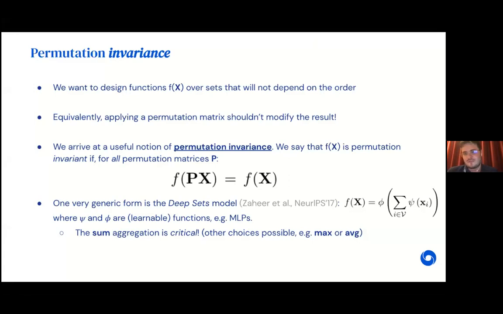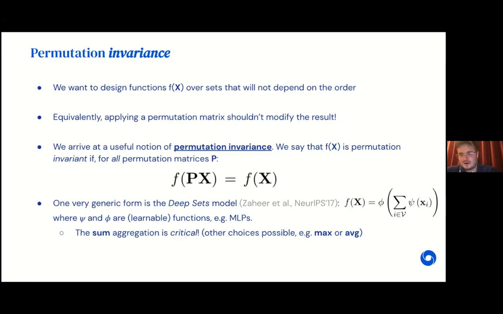One very generic form of a permutation invariant function that respects these constraints is the so-called deep sets model that was presented at NeurIPS 2017. And in a nutshell, it performs this function f by first independently transforming every single node feature vector with this shared function psi. Then you perform a permutation invariant aggregation, such as summing of all of these feature vectors. And then potentially, if you want outputs on the level of the whole set, you can additionally transform this with another function phi. So these psi and phi functions are just typical multi-layer perceptrons.